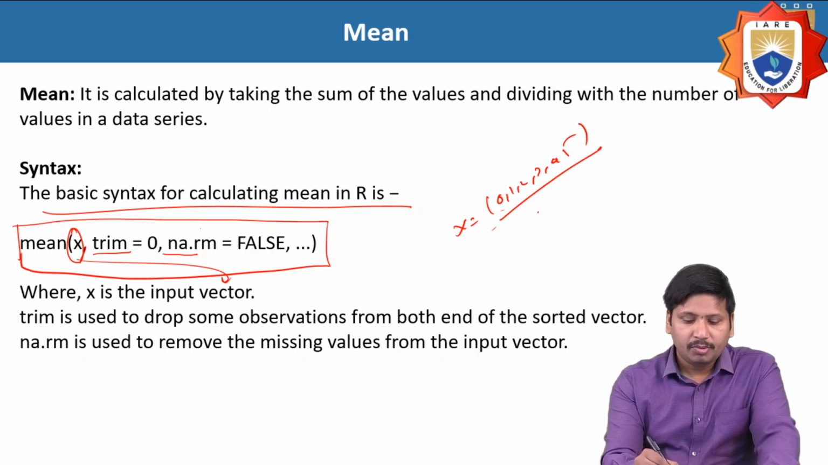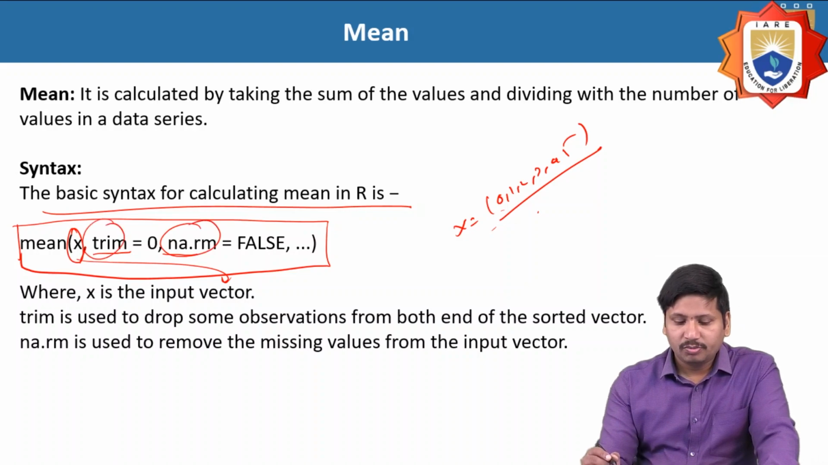And na.rm is another attribute, which is used to remove missing values from the input vector. Sometimes it may be possible that some missing values are present in the input vector. At that time, by making use of the na.rm attribute, you can perform these calculations and remove the missing values.